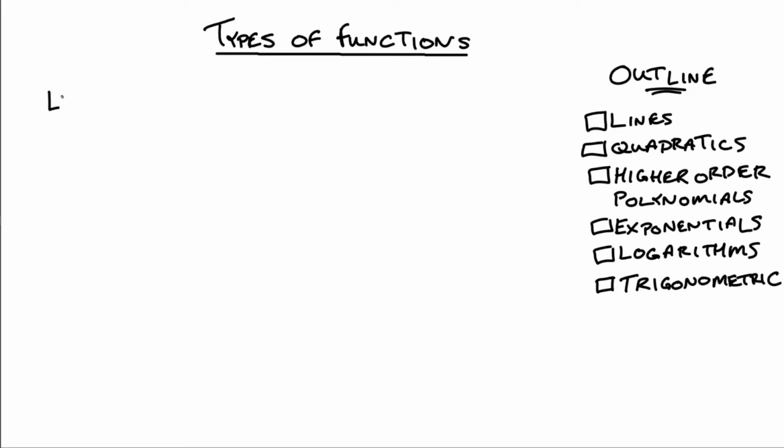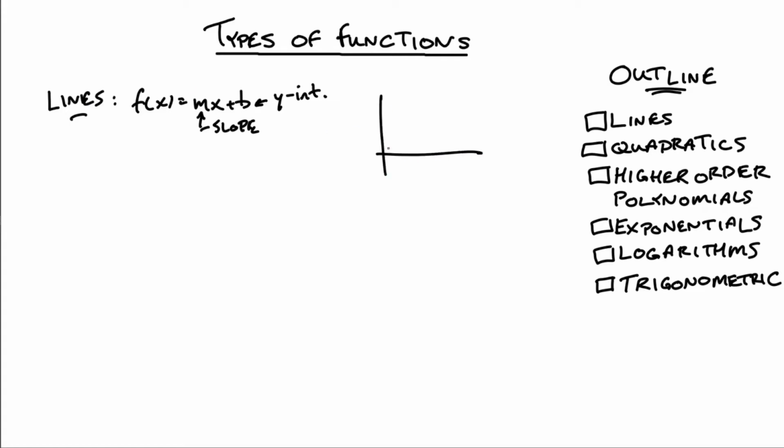So starting off with lines, a line has the equation f of x is equal to mx plus b, where m is the slope and b is the vertical or y-intercept. I'll write y-int for short. And a line has a base graph that, unsurprisingly, looks like a line. And this line may appear differently depending on the values of m and b. The value of m, or the slope, exactly like it sounds, controls the steepness of this line.